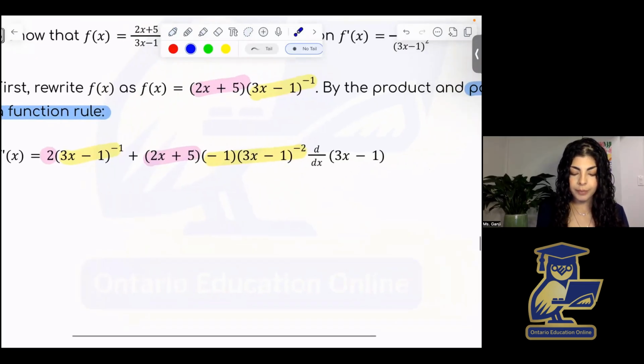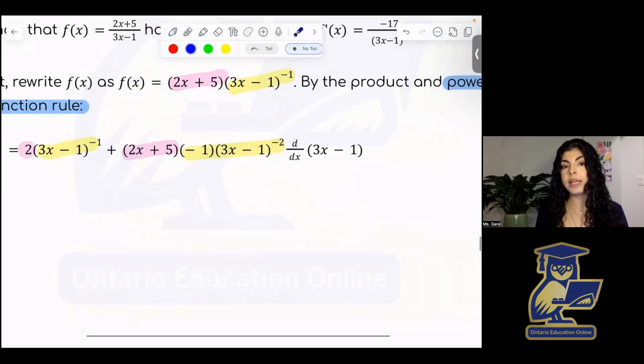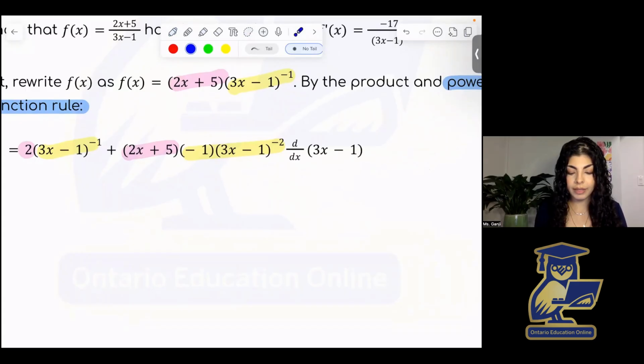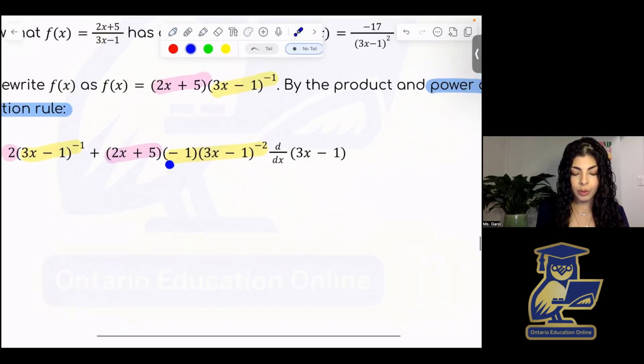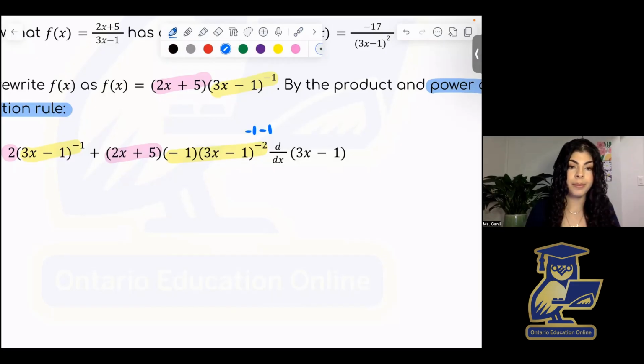In the second term, I write 2x plus 5, and now I need to find the derivative of this, which is now the power of a function rule. And negative 1 is an integer, so I can work with it. Even though it's a negative, it still follows the rule. So here's the negative 1, and then 3x minus 1, and now this is just negative 1 minus 1, right? And then we find the derivative of 3x minus 1.